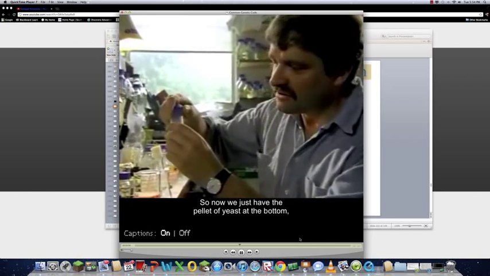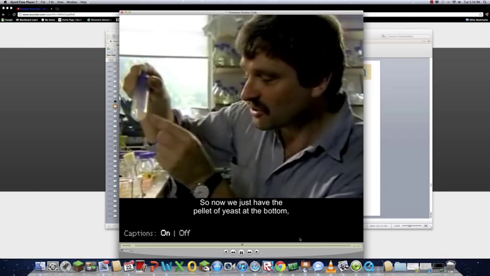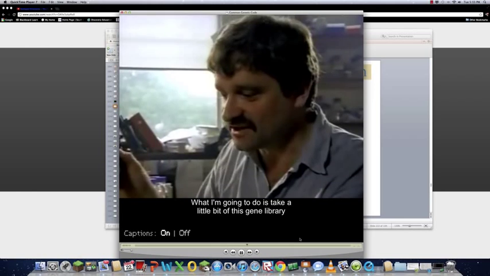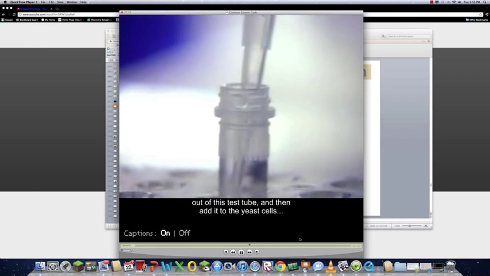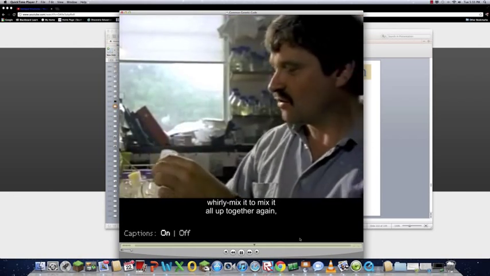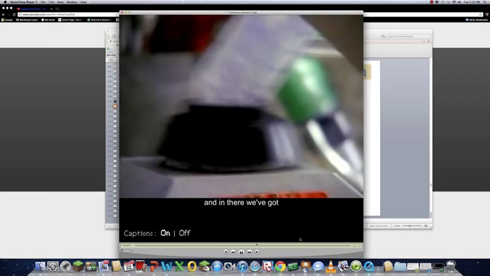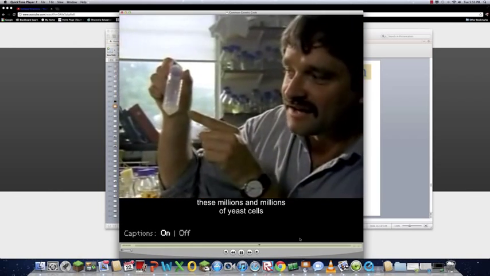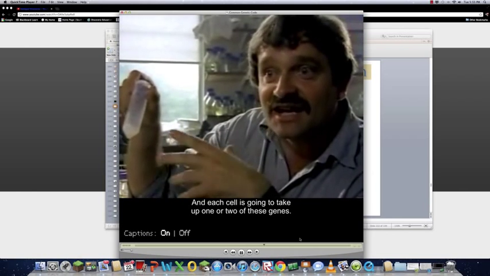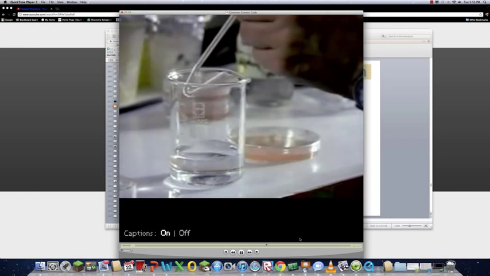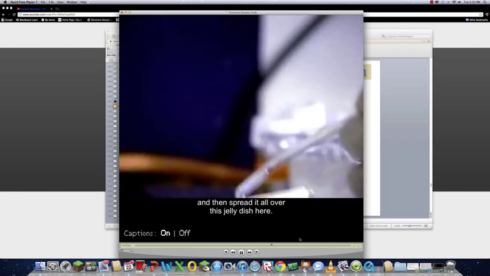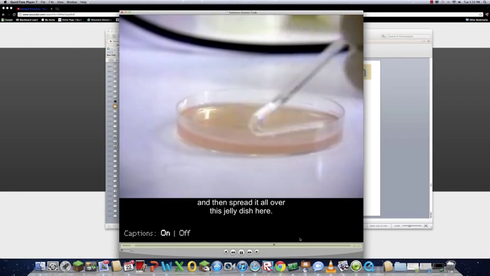Now we just have the pellet of yeast at the bottom, and I want to resuspend it in this liquid here. I'm going to take a little bit of this gene library out of this test tube, and then add it to the yeast cells. Mix it all up together again. In there, we've got millions and millions of yeast cells surrounded by these human genes, and each cell is going to take up one or two of these genes. We have to sterilize this glass rod here, and then spread it all over this jelly dish.